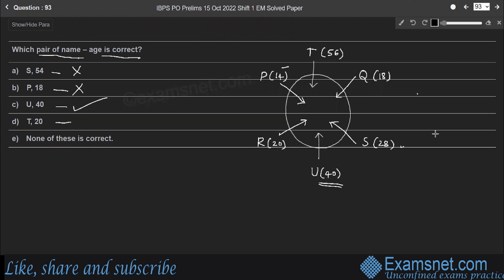Whereas the fourth one, T 20. So T is not 20 years old. T is 56 years old. Therefore, option D is not correct. And option E is also not correct. Therefore, option C is the right answer.